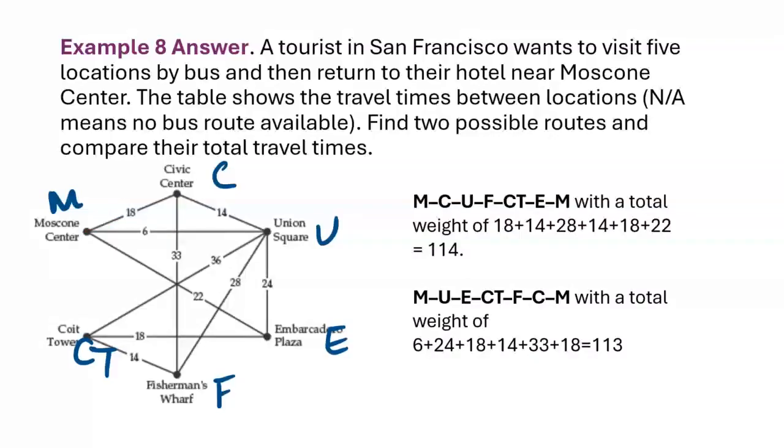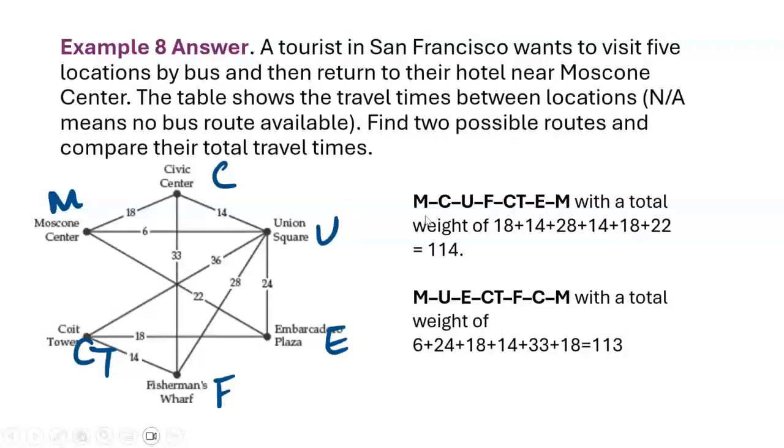Well, to simplify the route, I decided to just use the initials. So M is for Moscone Center, C for Civic Center. Since I had 2 starting with C, for Coit Tower I'm going to use 2 letters. So CT means Coit Tower.